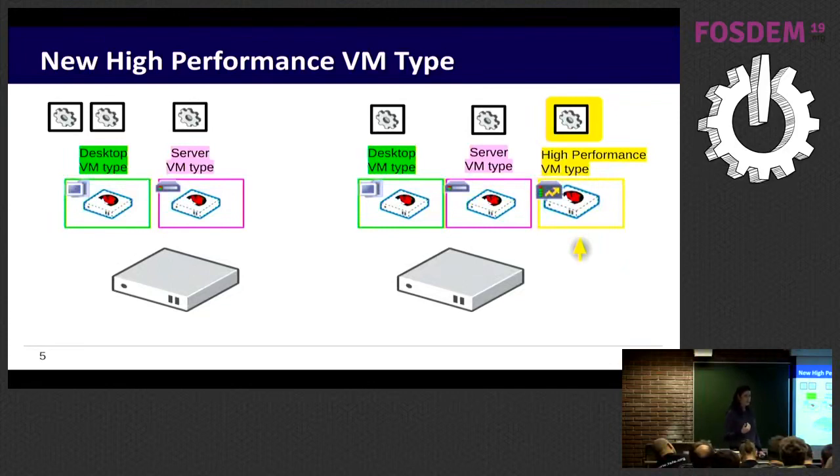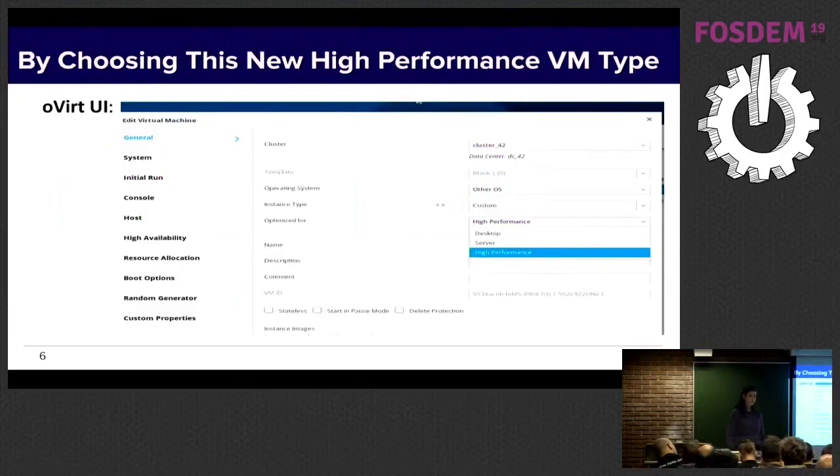And now, when you have an application like SAP HANA that requires high performance, like the yellow application here, then we ask the user to set the VM type as high performance, and then automatically the VM will be a high-performance VM. This is how it is shown in the oVirt UI. This is the UI for editing or creating a virtual machine.